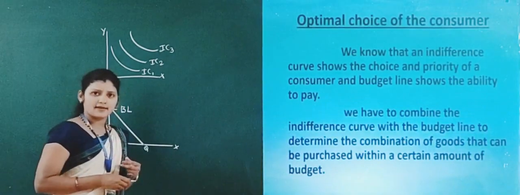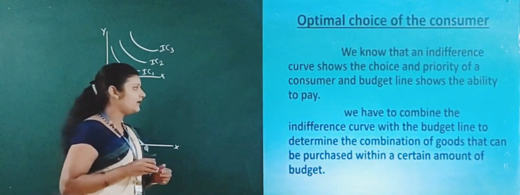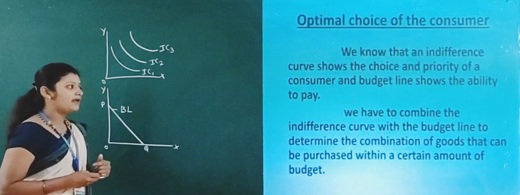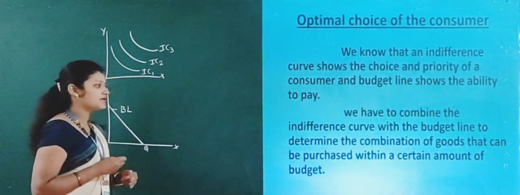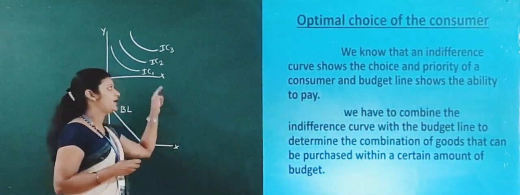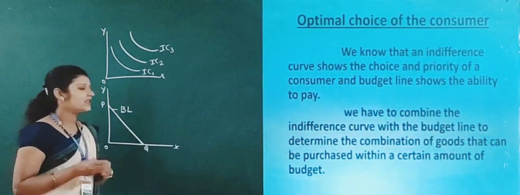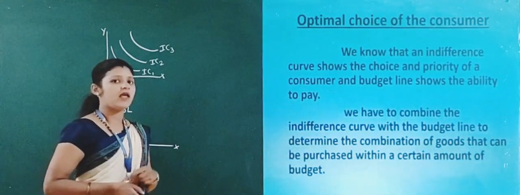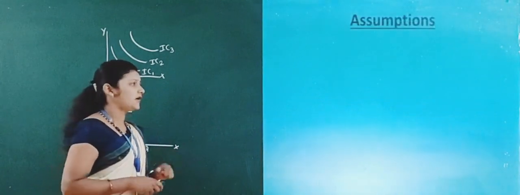Let's see the next point here. Under the optimal choice of the consumer, we have to combine the indifference curve with the budget line to determine the combinations of goods that can be purchased within a certain amount of budget. Okay, now let's talk about certain assumptions of the optimal choice of the consumer.